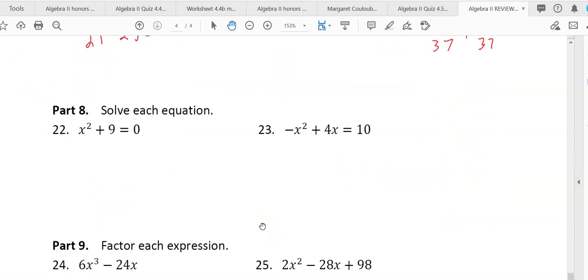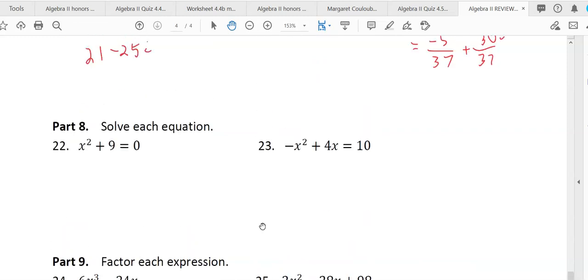And just a couple more problems, I guess. Well, a few more. Okay, solve each equation. So subtract 9, so you get x squared equals negative 9. Take the square root of both sides. Don't forget plus or minus. So x equals plus or minus the square root of negative 9, which is 3i.